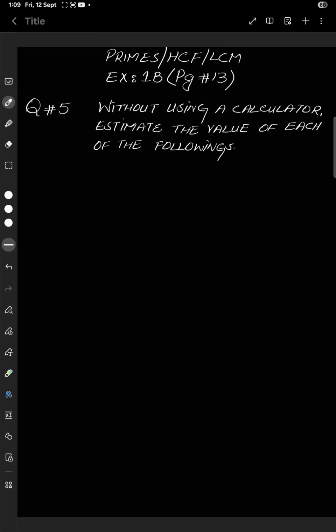Let's start today's math class, and we are doing Think New Syllabus Mathematics 8th edition, Book 1, D1. This is exercise 1B and we are doing question number 5. So this question is, without using a calculator, estimate the value of each of the following.